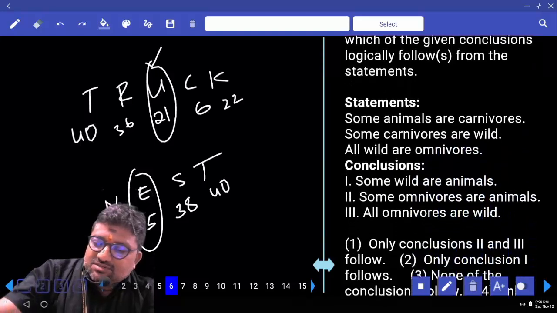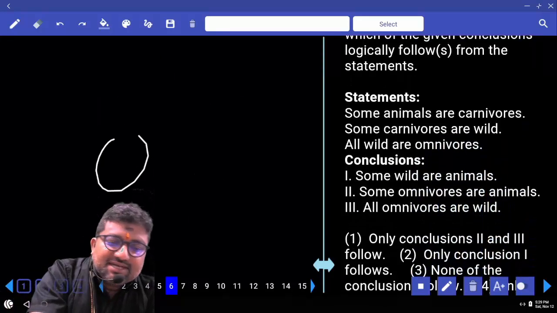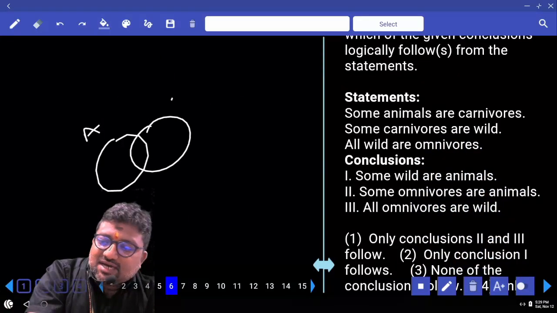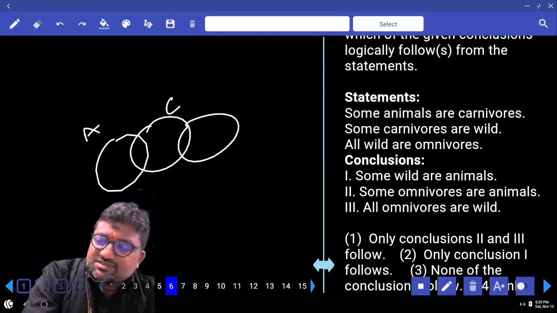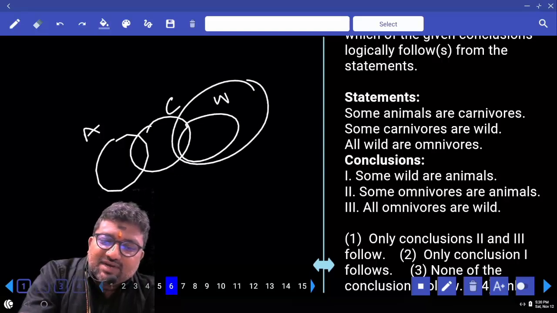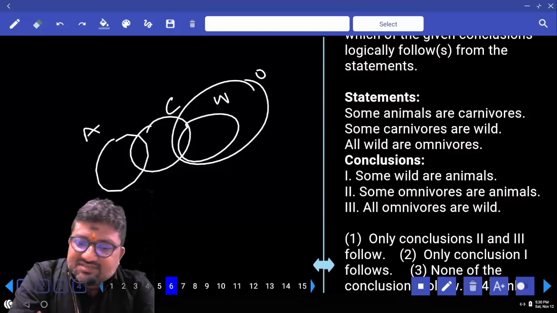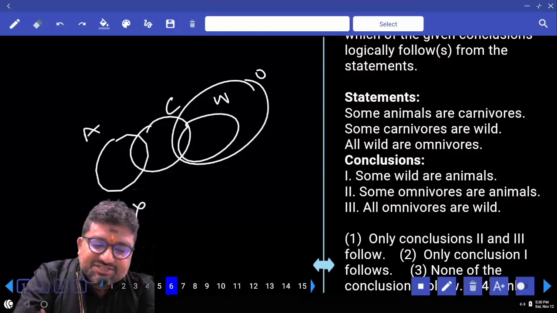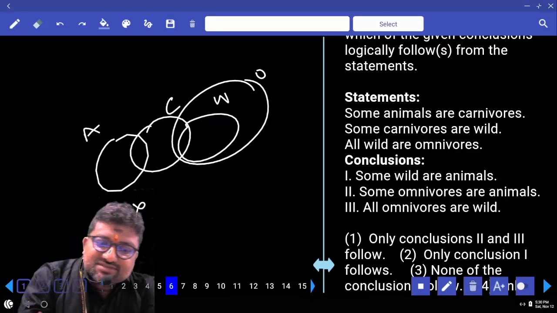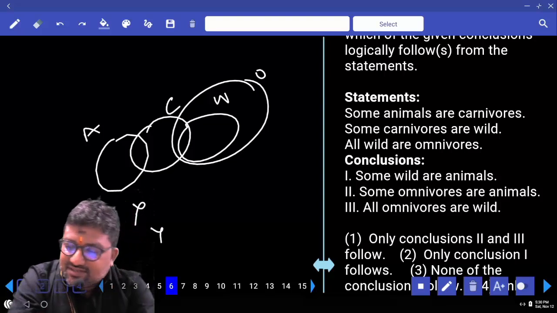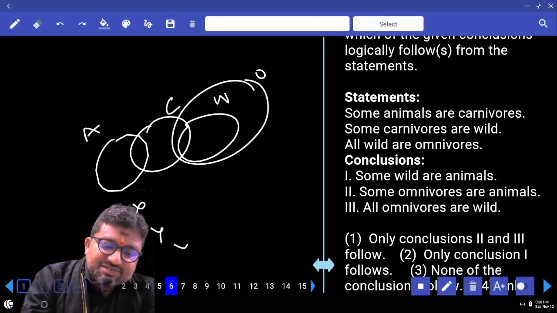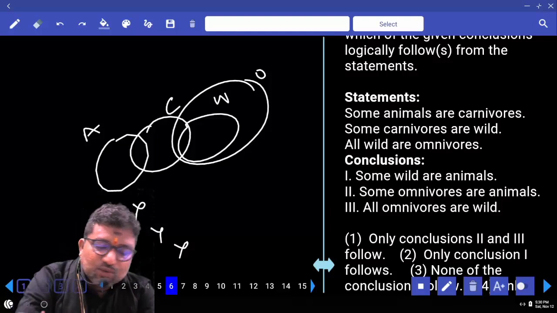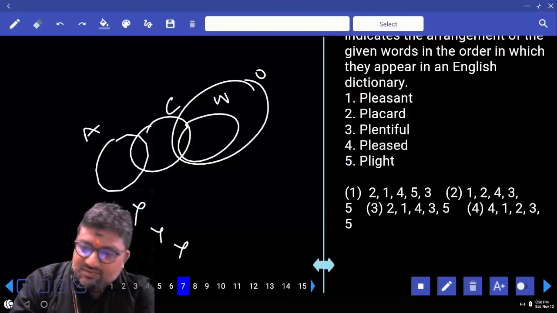A question on syllogisms. Some animals are carnivorous, some carnivorous are wild, all wild are omnivorous. Some wild are animals. Is there any relation? No. Some omnivorous are animals. Still there is no relation. All omnivorous are wild. Do you see all omnivorous inside wild? No. What's my answer? None follows.